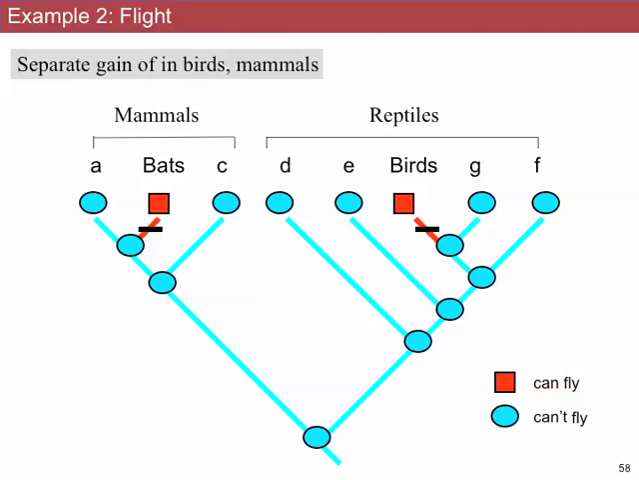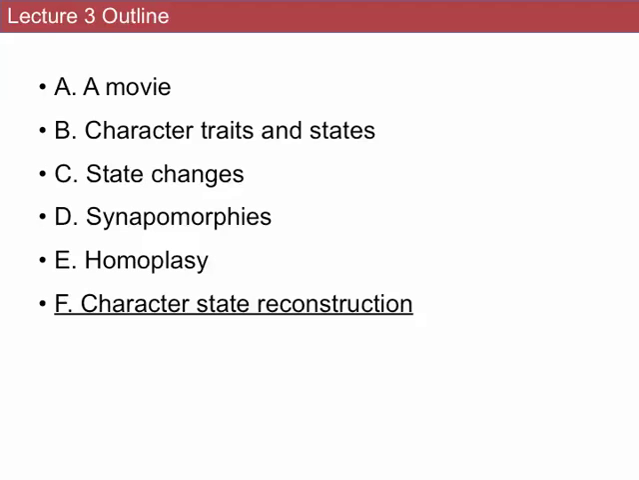Any other questions about that? Okay, so if we showed this on a tree like we've been doing with character state evolution, it would look like this. The red squares are the ability to fly. The blue circles are can't fly. So we could say that the character is flight, and the character state is either presence or absence of flight. We're just assuming we know the history here. We have two separate origins of the presence of flight, which again is homoplasy.